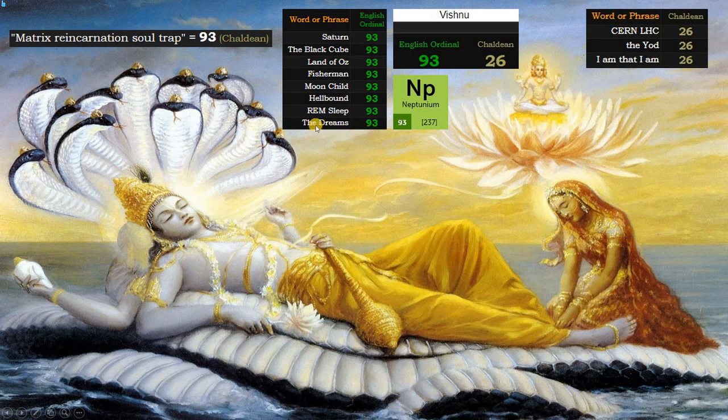REM sleep and the dreams are related to Vishnu's slumber, of course. And hellbound, I've explained that this dimension is hell. Moonchild, this is a connection to the moon. Fisherman, those deities are fishing for souls. Land of Oz, this is where we are. And Saturn and the black cube, this is the black cube of Saturn. Apparently, this being the computer. Then we have, in Chaldean, Matrix, reincarnation, soul trap.